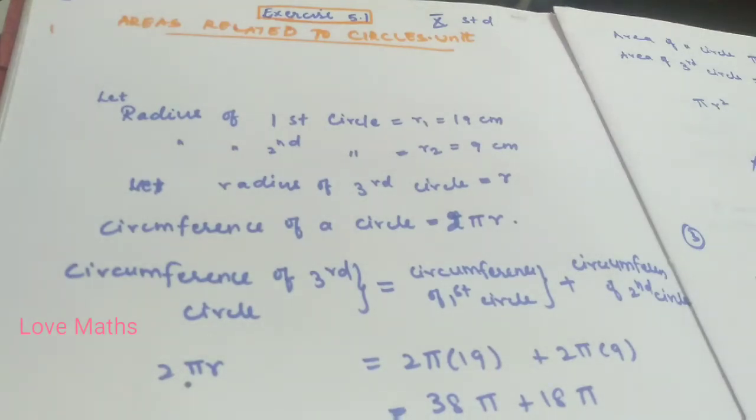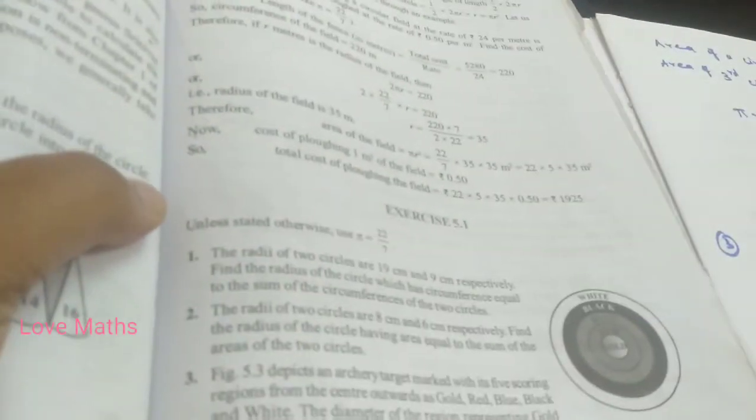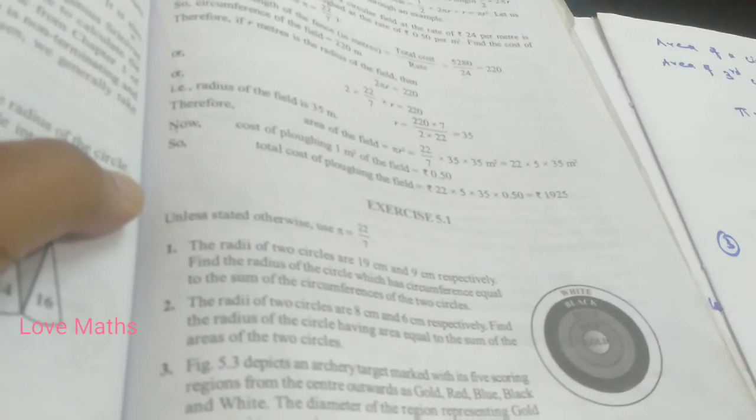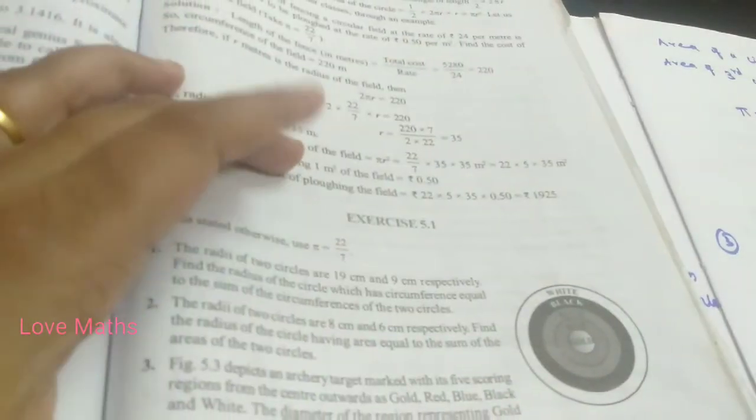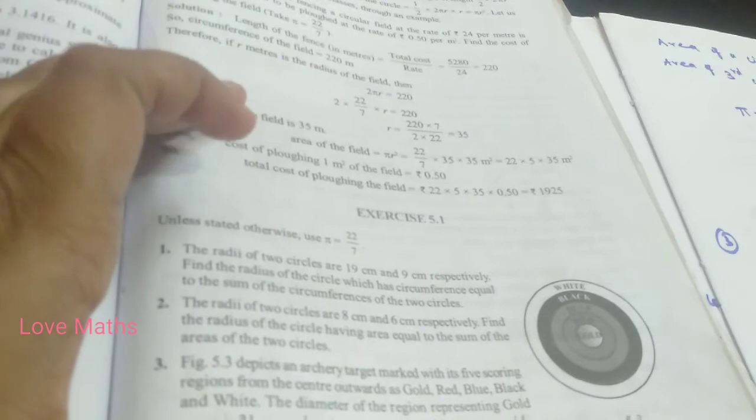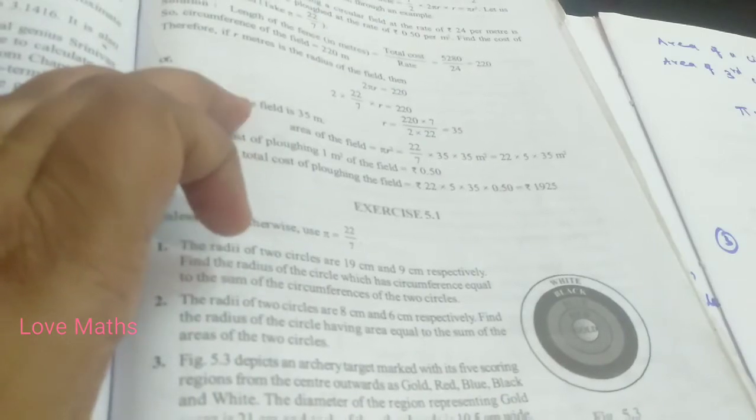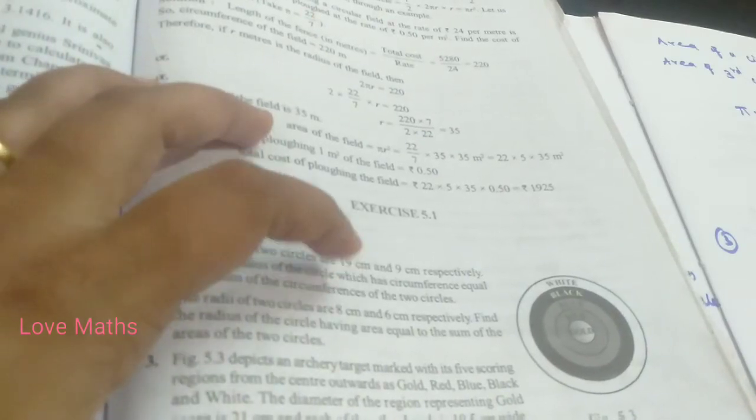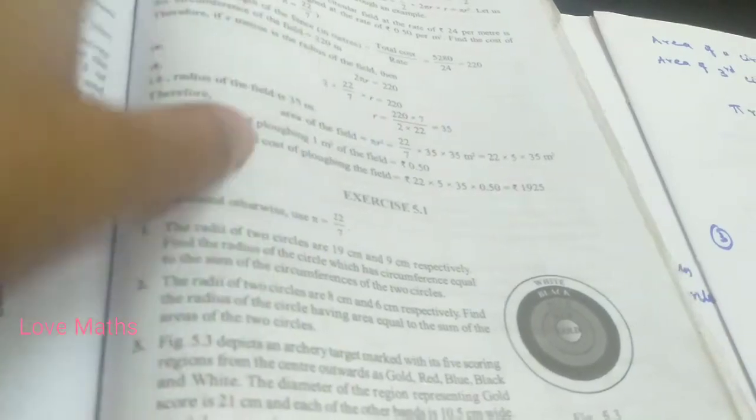Today we are going to see about areas related to circles, unit in 10th standard, exercise 5.1. See the first sum. For pi, you have to take the value 22 by 7. The radii of two circles are 19 centimeter and 9 centimeter respectively. Find the radius of the circle which has circumference equal to the sum of the circumferences of the other two circles.